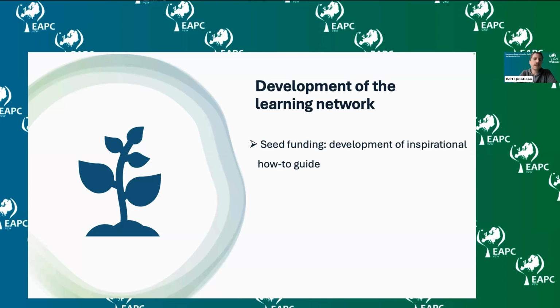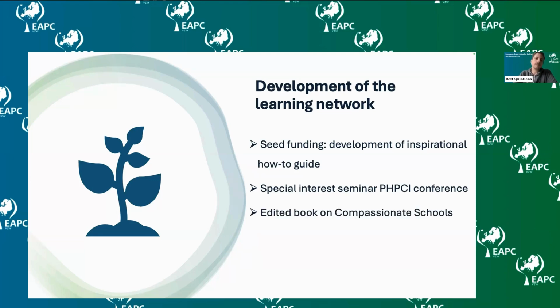How do we develop this learning network? Well, first of all, we had some seed funding to realize some small but very meaningful activities. One of the first things we're doing right now is the development of an inspirational guide, and we'll talk a bit more about this in a later slide. We're also giving a seminar at the PHPCI conference, which was introduced by Joachim at the beginning of the seminar. And then we still want to develop an edited book on compassionate schools, a book that will be spread and that people can use to develop their own compassionate schools.